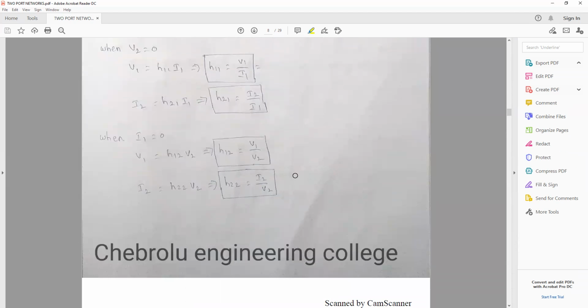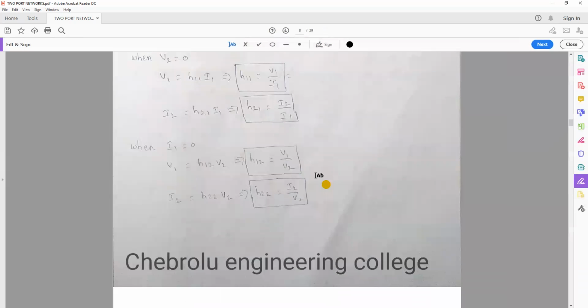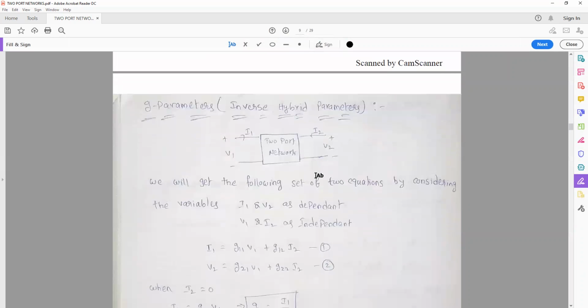Right? And coming to next, coming to the last one, that is G parameters. Okay, so we call them inverse hybrid parameters. What are hybrid parameters? H parameters are also called hybrid parameters. Okay? So G parameters we call inverse hybrid parameters.